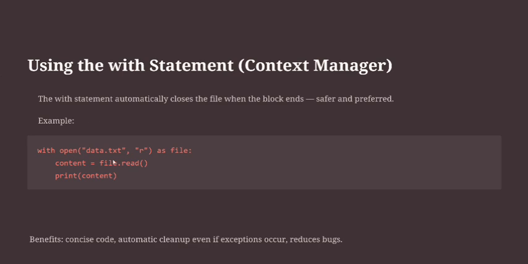Okay, the better approach is this. Here Python automatically closes the file. We do not need to write file.close(). Benefits of the with statement: number one, automatic closing. Python closes the file automatically after completing the block. Number two, safer code. Even if an exception occurs, the file is properly closed. Number three, cleaner code. The program becomes shorter and easier to understand.